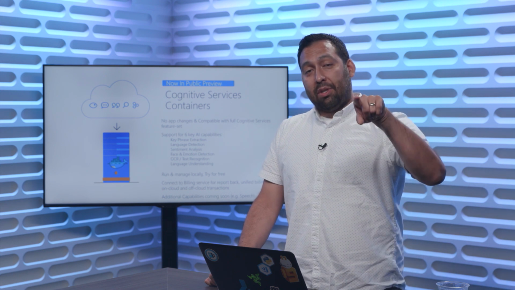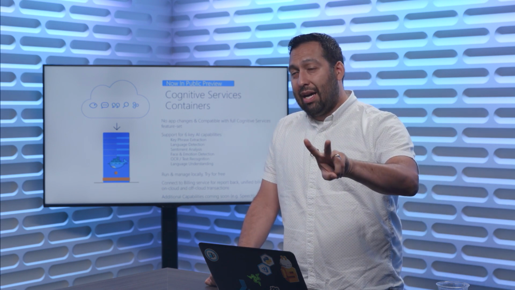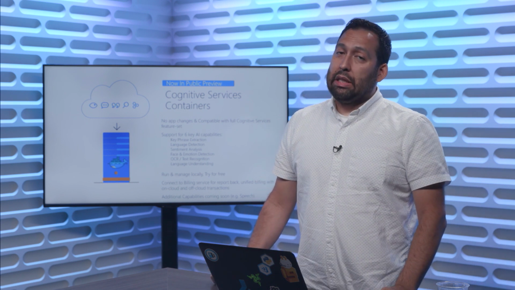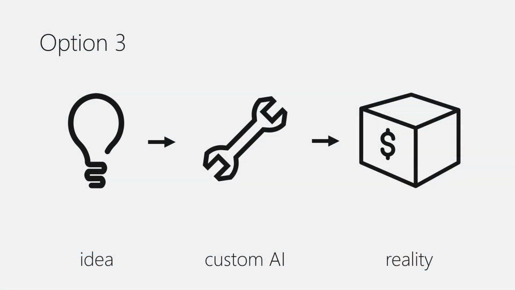So again, option number 1, use pre-built AI. Option number 2, use AI that's been pre-built but then tweak it a little. And then option number 3, which is a little bit more complex but still doable, is you can make your own AI.